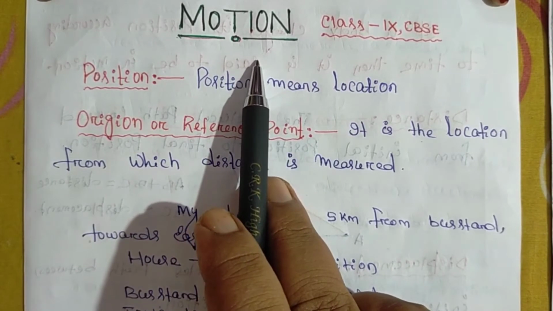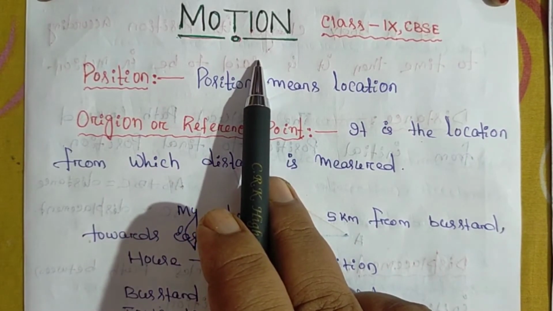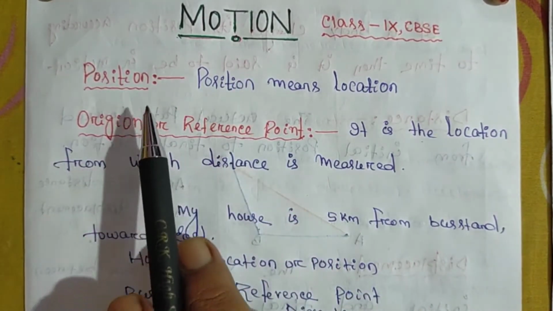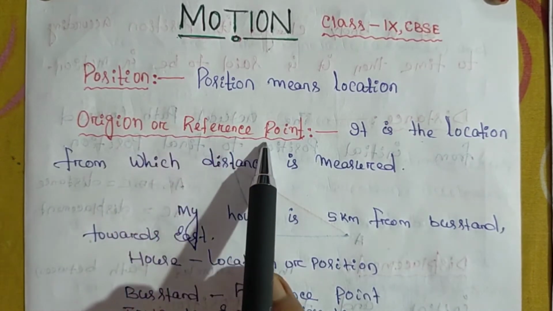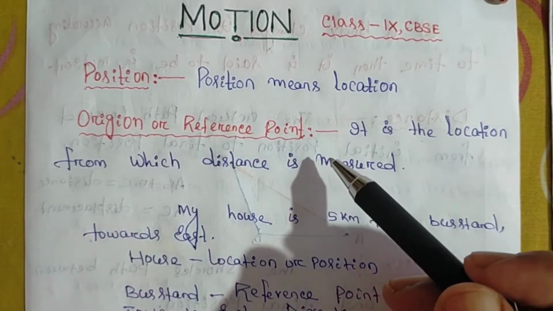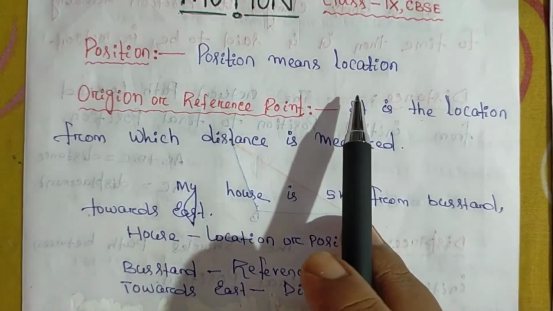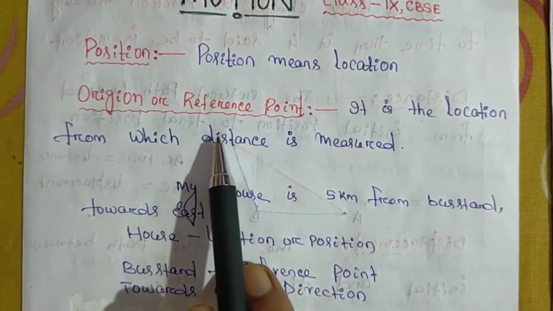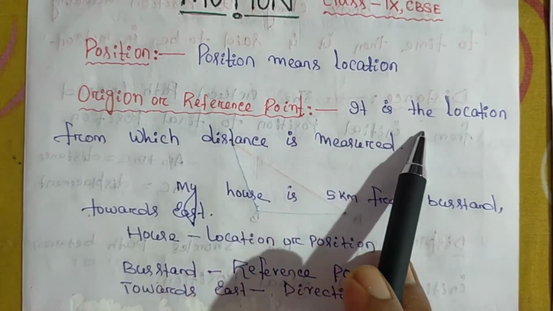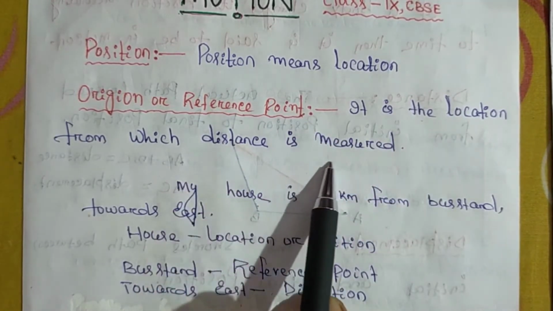Motion. To know details about motion, we must have a central idea regarding position, origin or reference point, speed, velocity, acceleration. What is position? Position means location. Where is it? Origin or reference point. It is the location from which distance is measured.